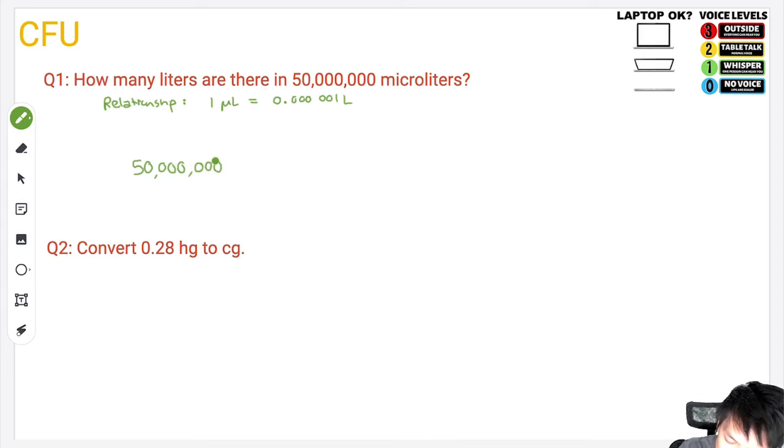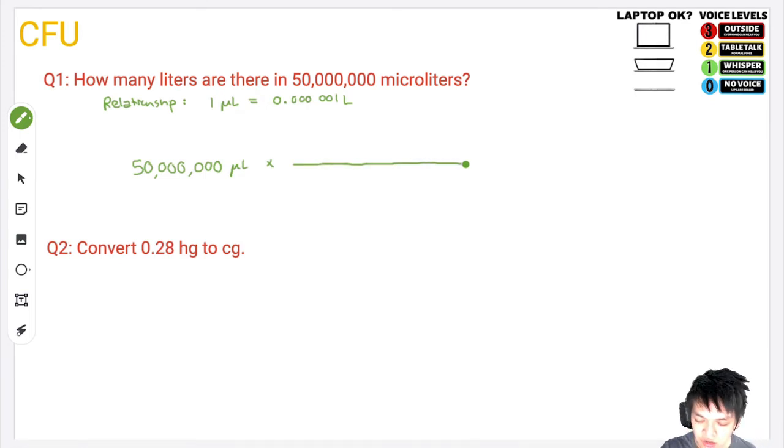And 50 million microliters. That's the symbol that looks like a weird U, right? We're trying to convert, so times, draw a line. What unit goes on the bottom? Well, that's a really long line. What unit goes on the bottom right here? Well, it's going to be microliters, right? It's got to be the same unit. What unit can we write on the top? Well, let's try liters. That's what we want to convert to.